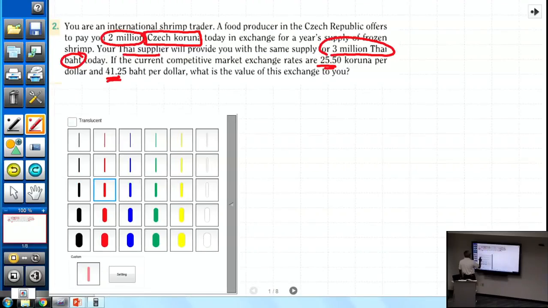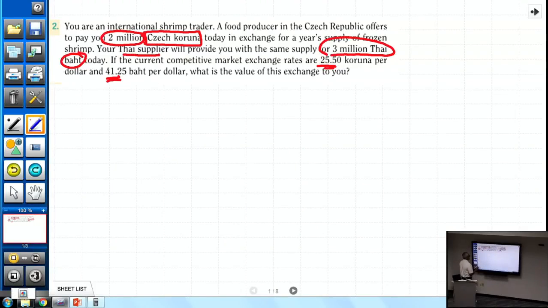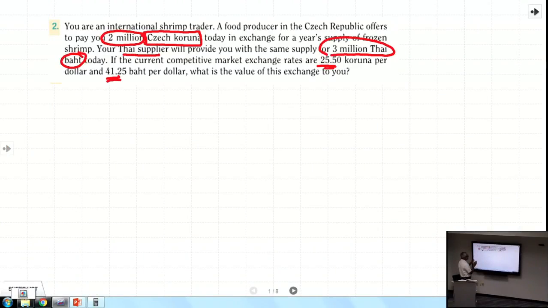So, if we look at this problem, essentially we have to assess the value of the two alternatives in a common currency. And what's the common currency that we will be using? We will be using the common currency of the US dollar. So what we can do is we can take the Czech koruna and convert that into US dollar. Take the Thai baht and convert that into US dollar. So the THB and the CZK, we convert that into US dollar.